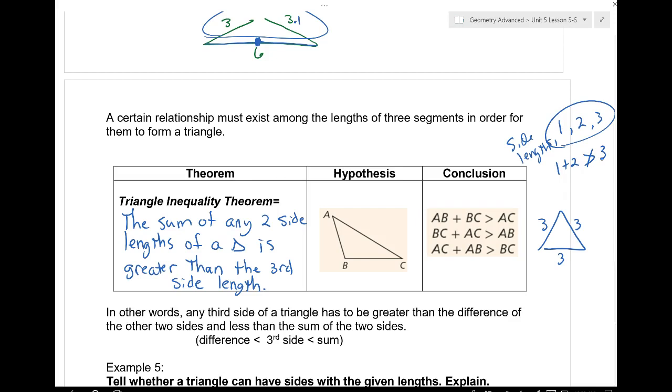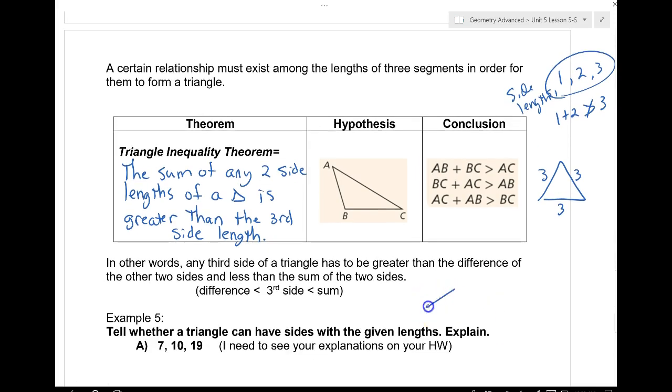Okay, now here, guys, here's where it gets a little more fun. Because of this, I now can find a range for my third side. Let's just say I only gave you two sides. So here I have a triangle, and let's say this is 10 and this is 4. What would be possible lengths for my third side?